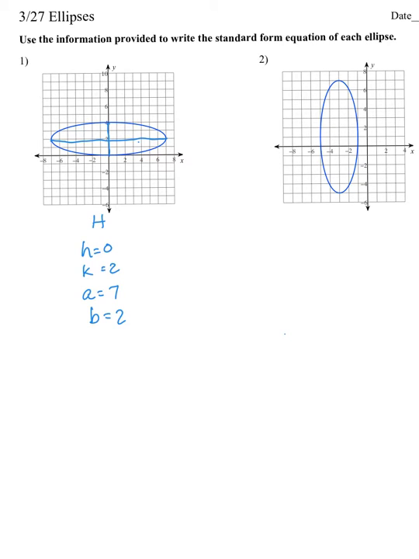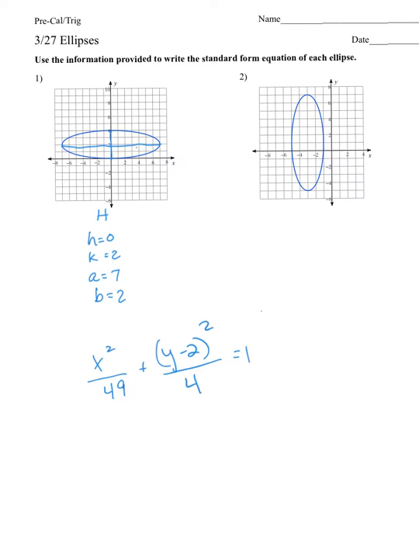x squared, because it's a 0, over, since it's horizontal, the big one squared, so 49, plus y minus 2 squared over 4 equals 1.